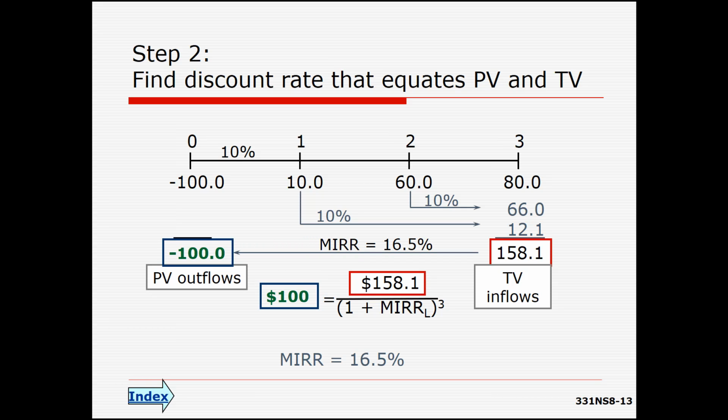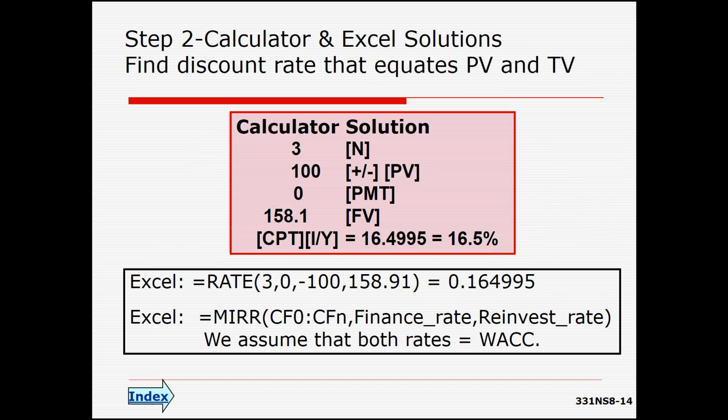You can solve this with the TVM keys, as we'll see on the next slide. Enter the values in the TVM keys. N is 3, present value is a negative 100, payment is 0, future value is the terminal value of the inflows, 158.1, compute IY, 16.5.